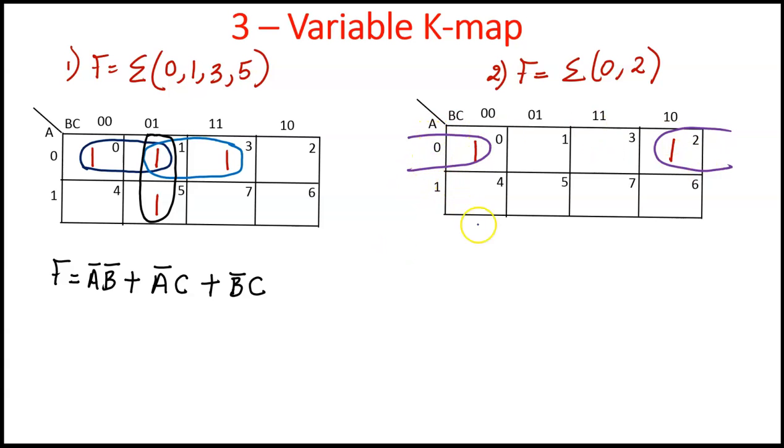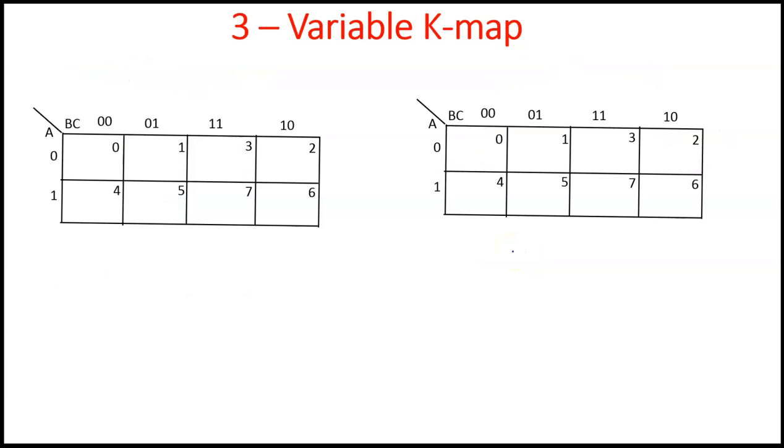Now let us write the expression. So f is equal to, A is not changing, therefore A bar, whereas B is changing, whereas C is not changing, therefore C bar. So this is the expression for this problem. Now let us see some more examples.